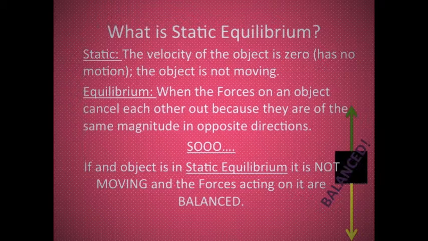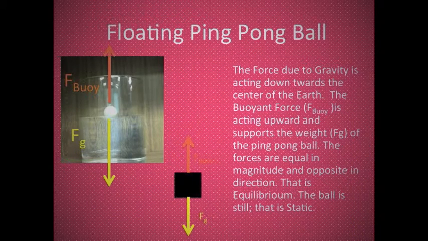Static equilibrium is when an object is not moving and the forces acting upon it are balanced. The floating ping pong ball is in a state of static equilibrium because the force due to gravity is pulling down on it and the buoyant force is pulling up on it, balancing it out.